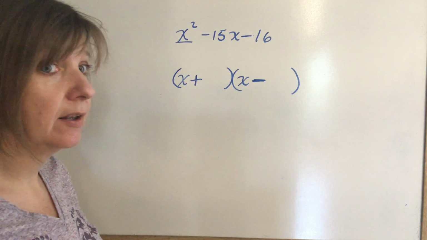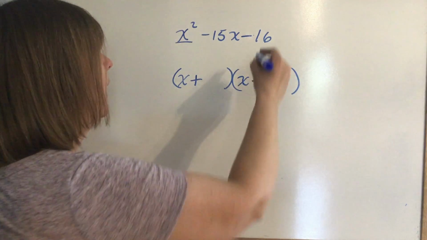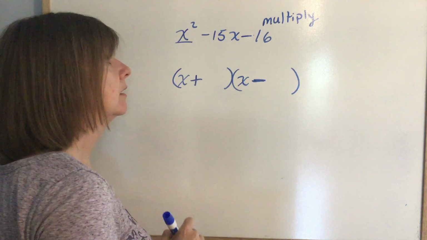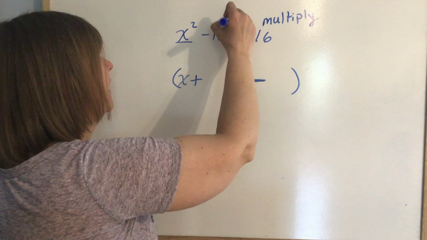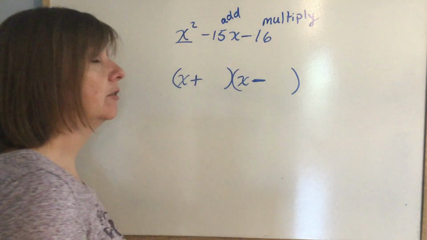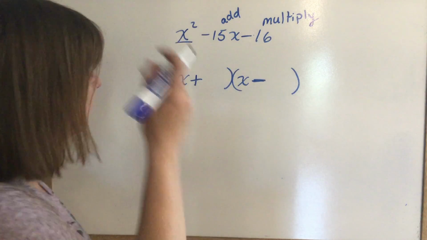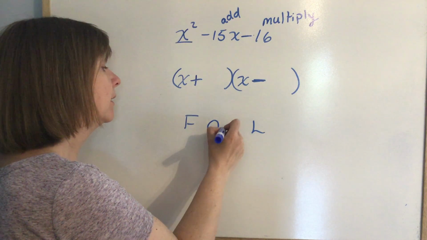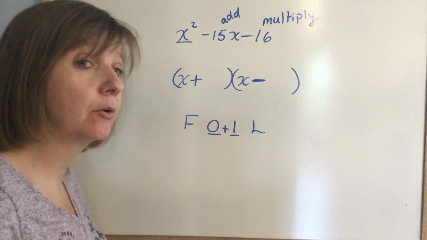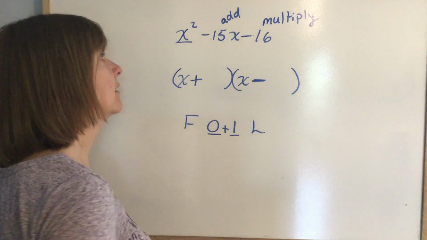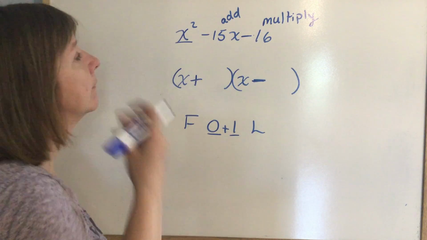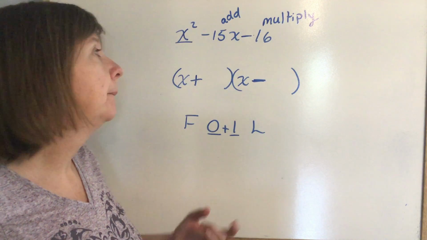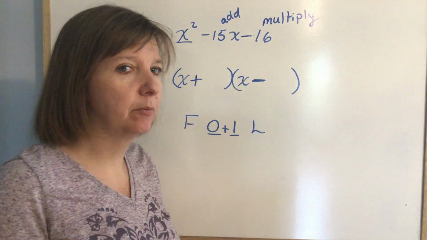So that means one bracket is plus and one bracket is negative. Now what I need is two numbers that multiply to give me negative 16, and they add together to give me negative 15. Because remember, with FOIL, I end up adding my outsides and my insides together when I simplify. So that's why it has to add to give me the 15x. So, two things that multiply together to give me 16. Well, 8 times 2. But 8 and 2 in no way add to give me 15.